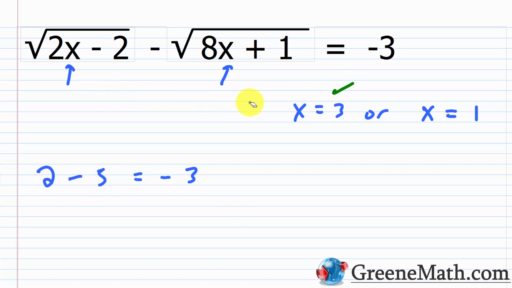If I plugged in a 1 for each occurrence of x, what would I get? 2 times 1 is 2. 2 minus 2 is 0. So that's gone. 8 times 1 is 8. 8 plus 1 is 9. So you would have the negative square root of 9. Square root of 9 is 3. If I put a negative out in front, it's negative 3. So negative 3 equals negative 3. So x equals 1 checks out as well.